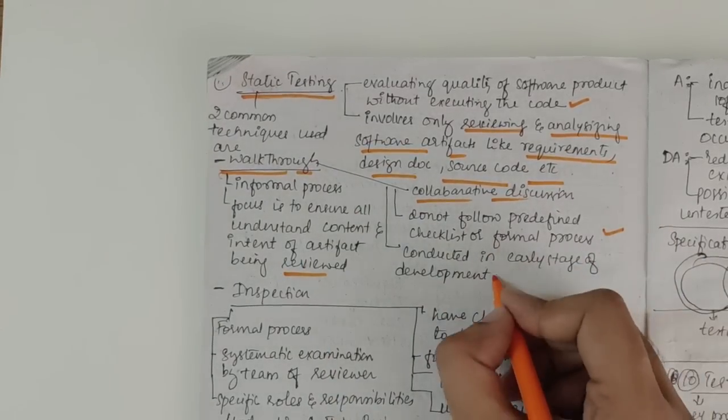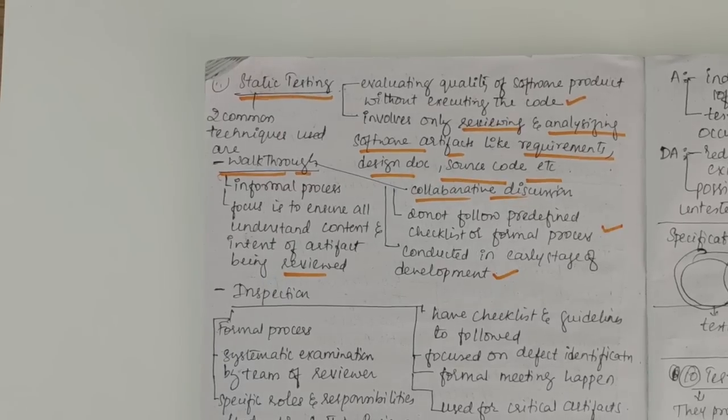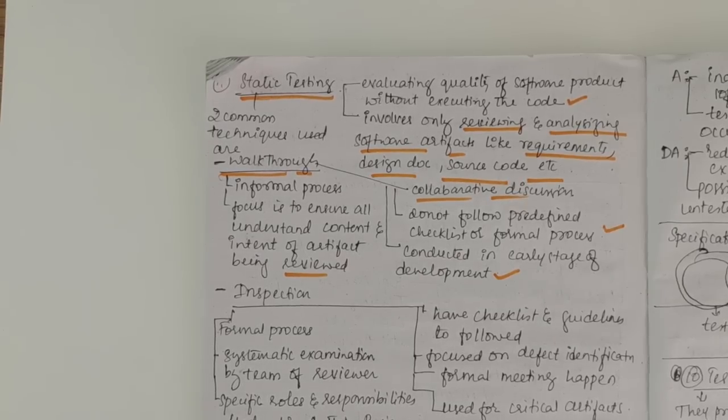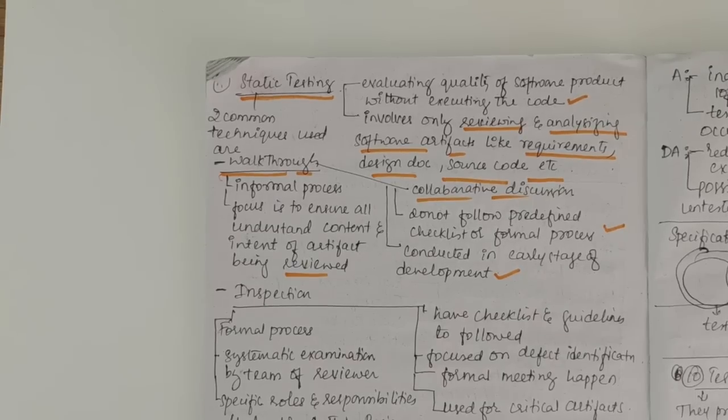It is conducted in the early stage of development. It is like an informal discussion among your teammates. You just sit together, speak of the requirements, what is the content, and what are the artifacts being reviewed. All that you'll be looking at. So there is no proper strategy or goal or agenda of your meeting. You just sit and discuss it informally.